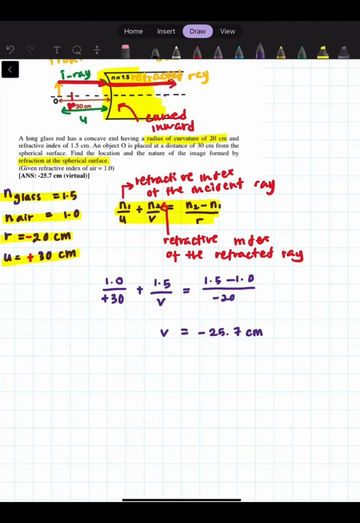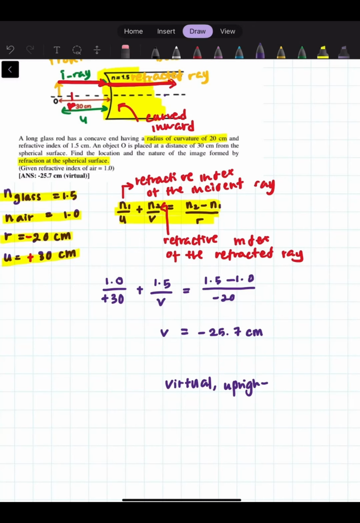Now that we have our value for v, which is a negative value, we can answer the next question, which is the nature of the image formed, the characteristic of the image. Since v is a negative value, we know that the image formed is going to be virtual, and any image formed that is virtual is going to be upright. So we can note that down over here.